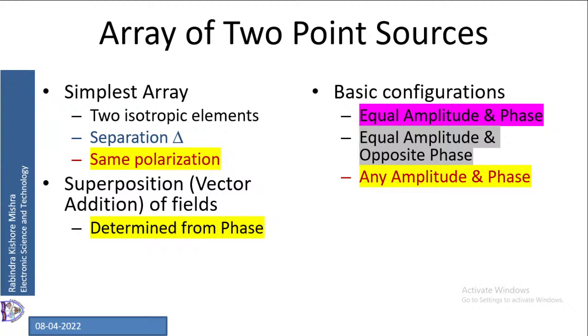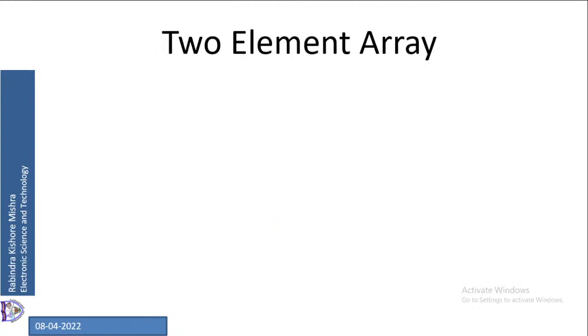Then third is any amplitude and any phase. That is the most common part. The third part is the most common part. So this is what we are going to discuss about antenna arrays, the two element array. So we will take a break here. When we come back, we will start with the two element array analysis.